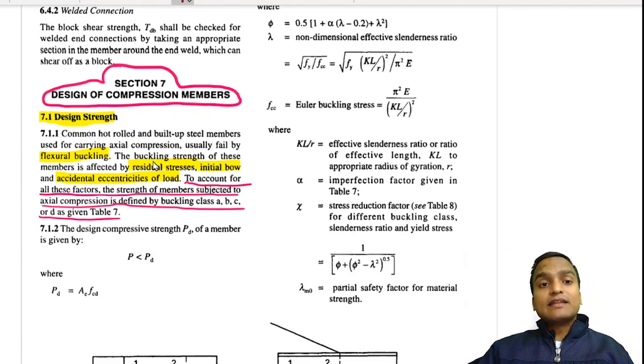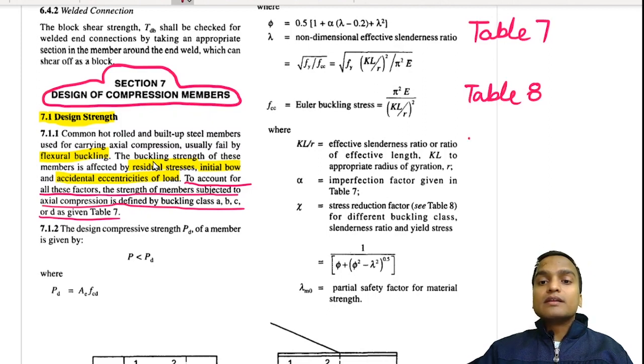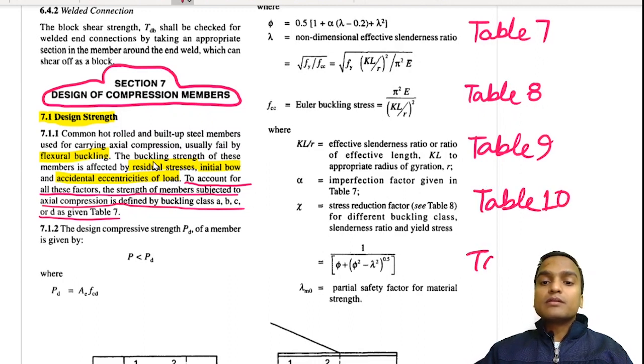Now as I said, in the design of compression member you have to learn the use of tables. All those tables are listed in this IS code, IS 800 only. There is table 7, then there is table 8, then there is table 9, there is table 10, and there is table 11. So all these 5 tables are going to be very important to understand the design of compression member.